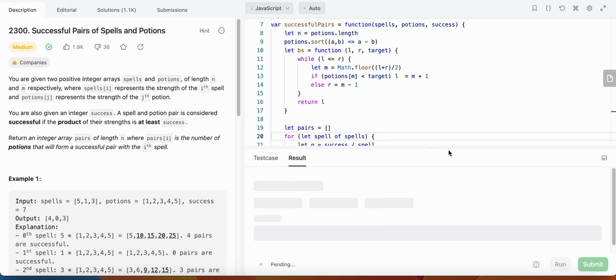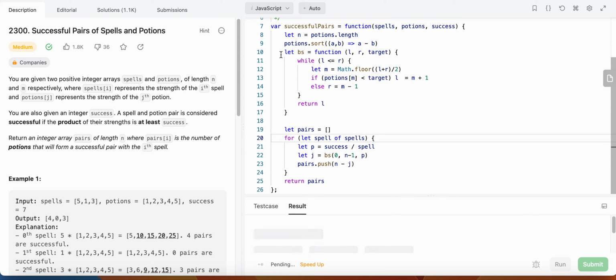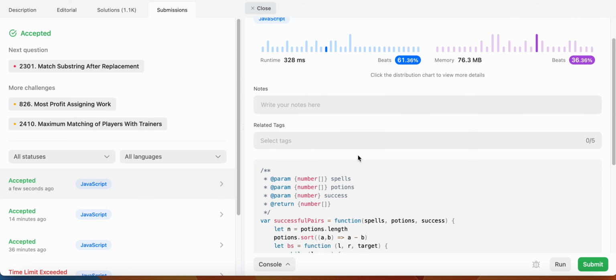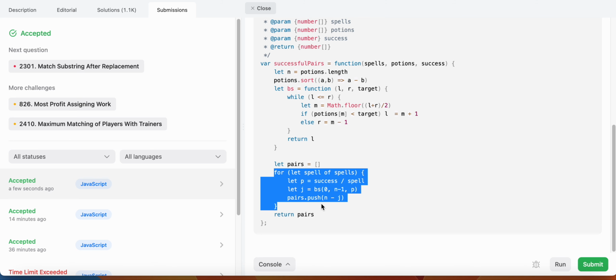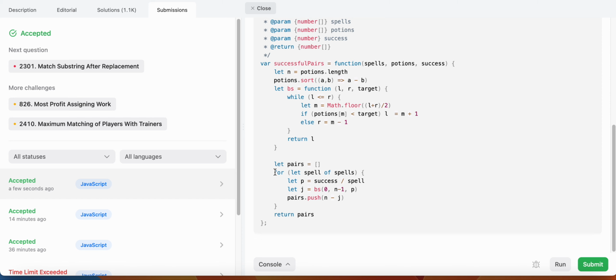All right, let's submit it now. So binary search, we know that it can be executed in logarithmic time complexity, right? Since the portions length is n, this would be O(log n), and we are iterating over each of the spells. That would be O(n m).